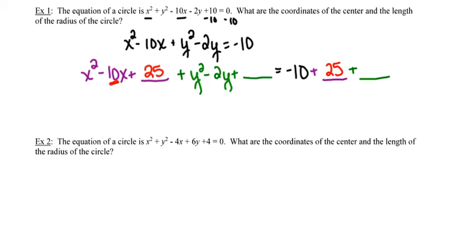Once I take care of the x's, I'm going to do the same thing for the y's. I'm going to take half of the coefficient of y, so in this case negative 1. I'm going to square it. Negative 1 times negative 1 is positive 1, and I'm going to add it to both sides.